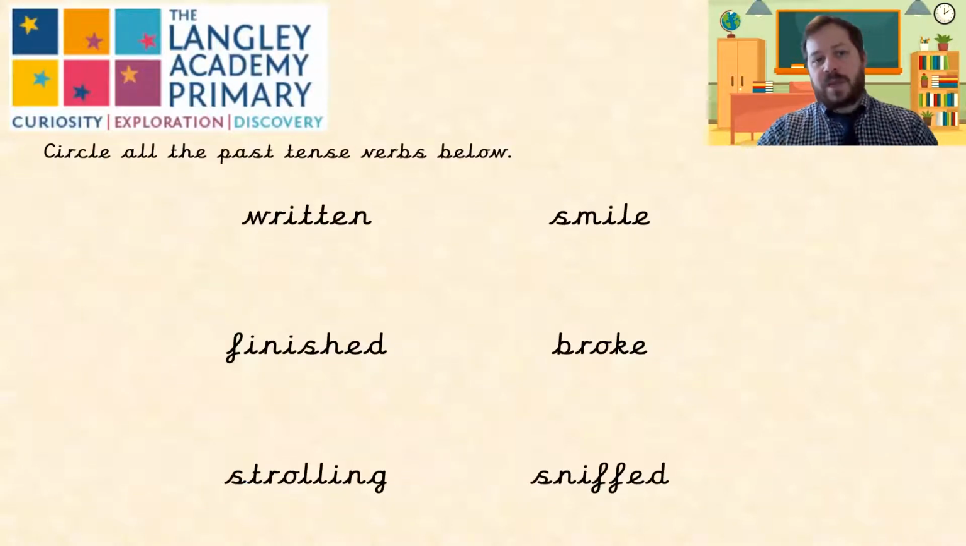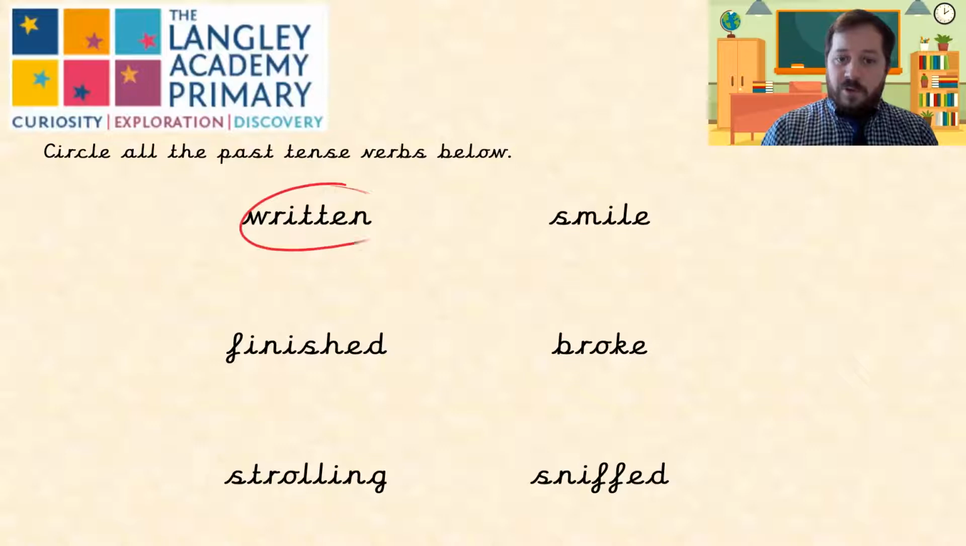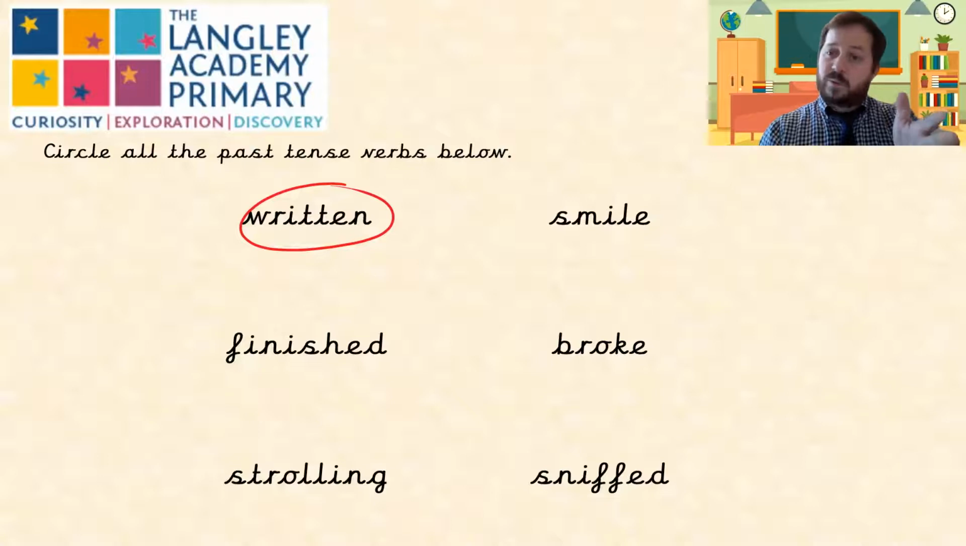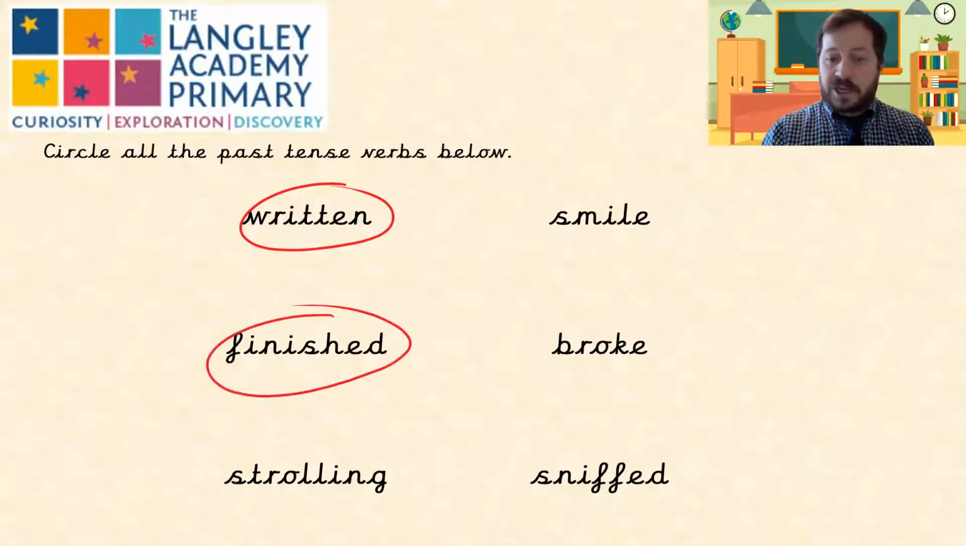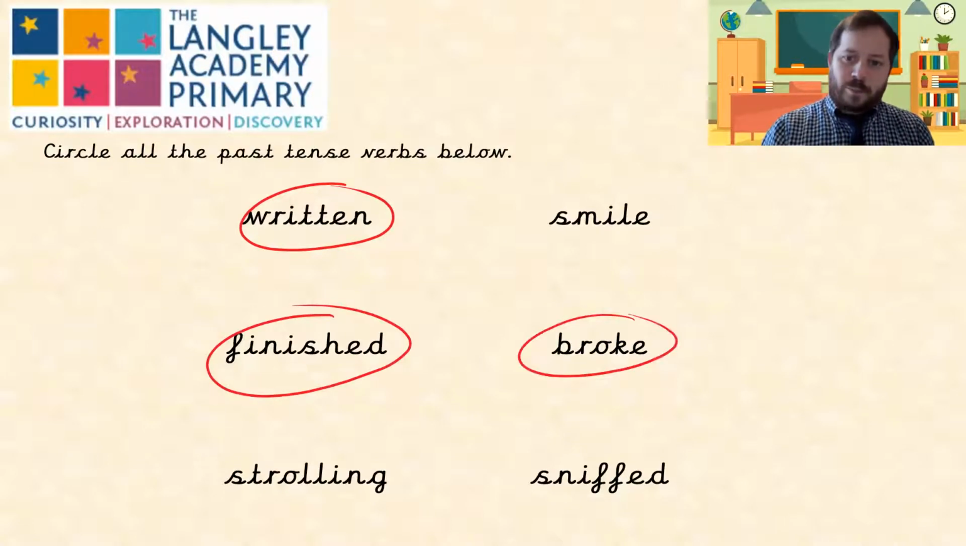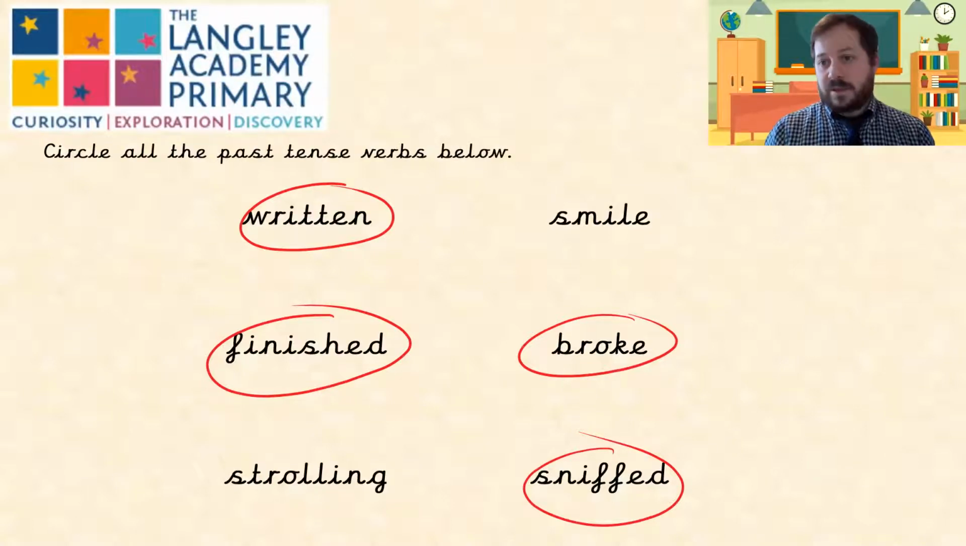So, what I want you to do is circle the verbs that are in the past tense. Which one of these verbs is in the past tense? And so, I have thrown in some that don't end in the ed. Pause now and have a go. Okay, so we've got written. Write would be your normal one. Written is the past tense. Finish and finished. Broke from break. And sniffed from sniff.